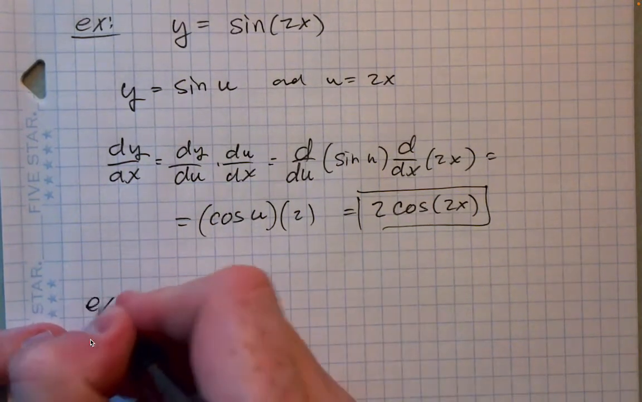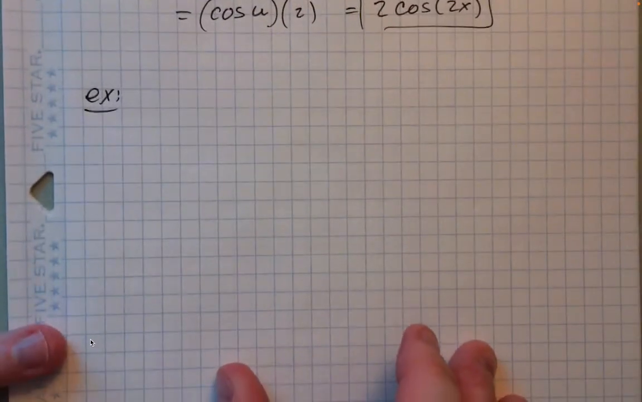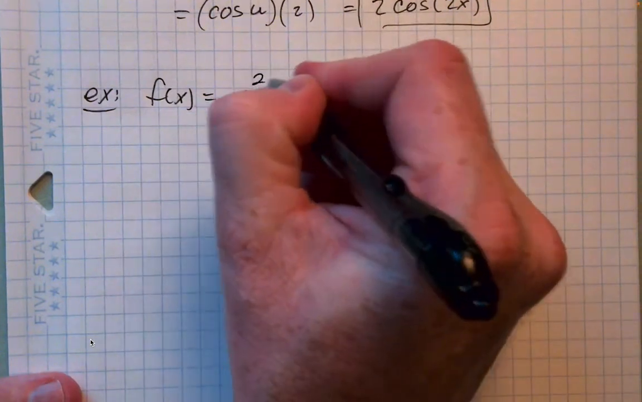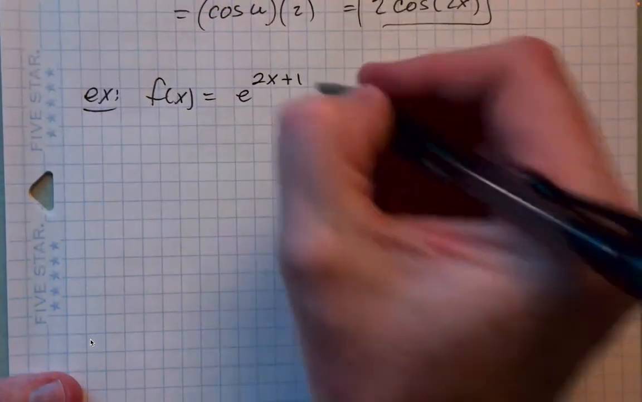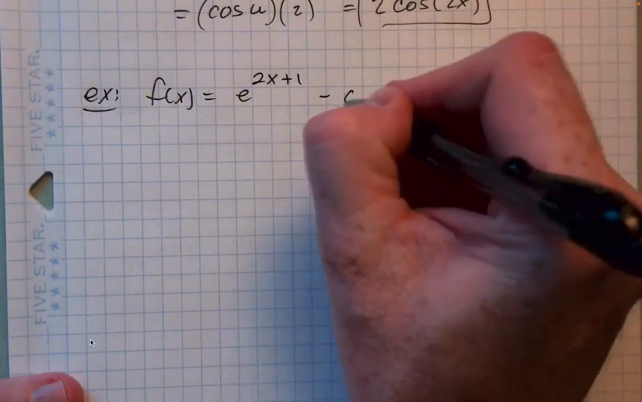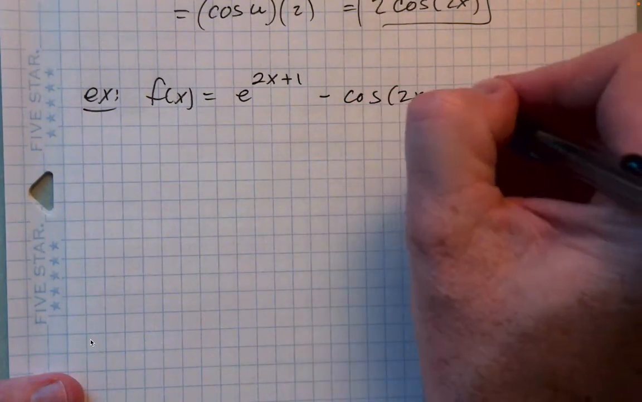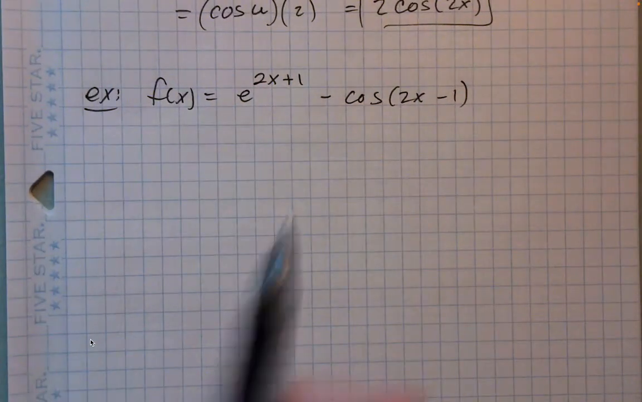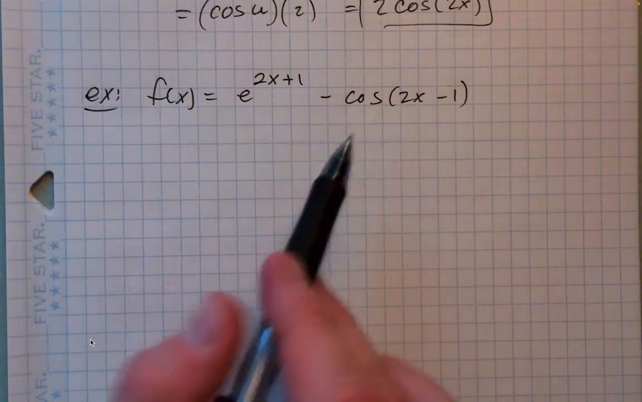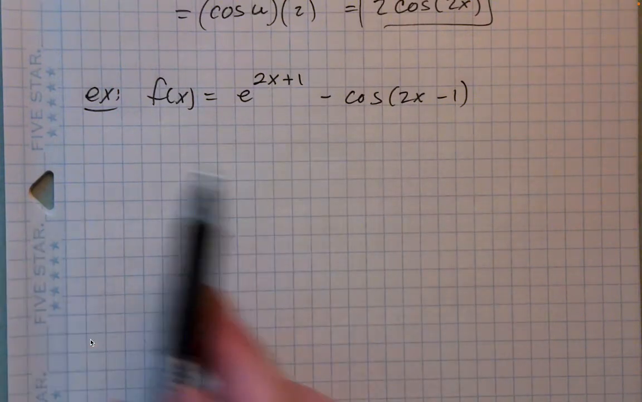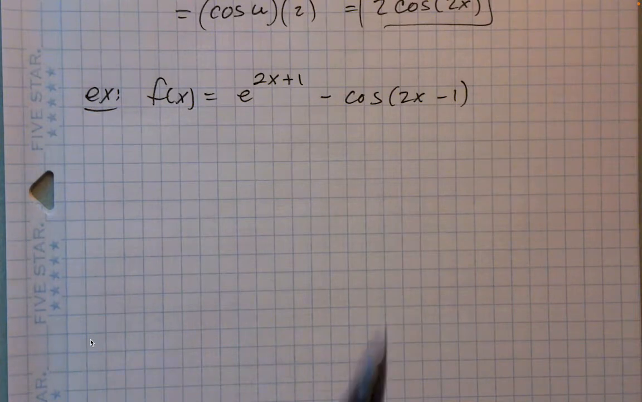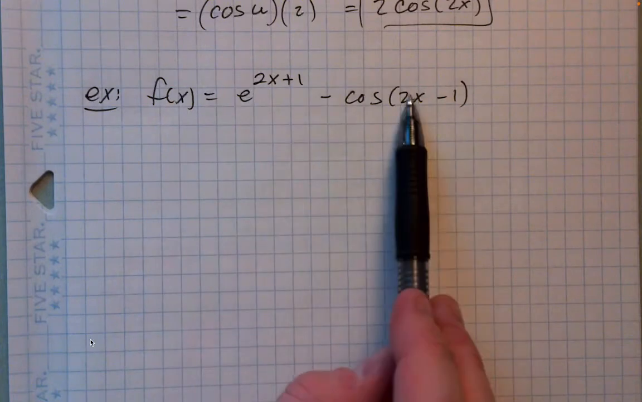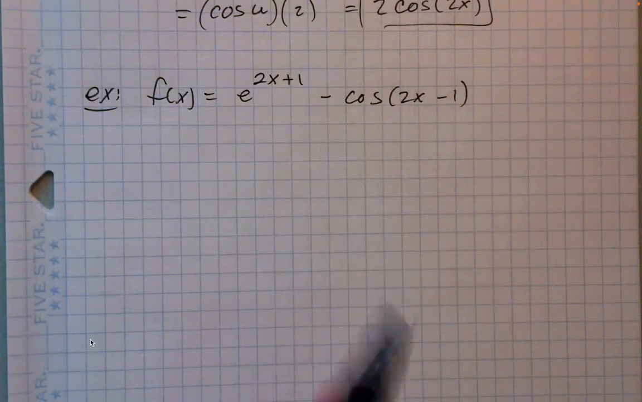How about this example? Let f of x equal e to the 2x plus 1, and then from that, we're going to subtract cosine of 2x minus 1. Okay, so we've got two functions subtracted. There's a difference between two functions, so we'll have to use the fact that we can differentiate both of them separately. Both of these are composite functions, so the chain rule is also going to be used. All right, so we'll use the chain rule twice.